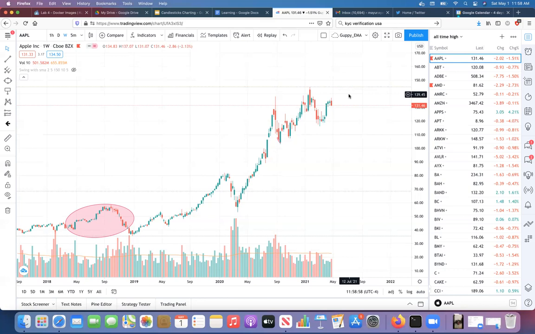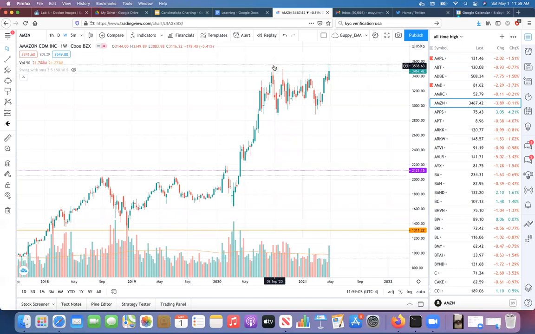Same if you go to Amazon, the same thing is happening. Again, we came here, and last time you see sellers coming in. We want that to break to go up. If it is not breaking, it will start going back down, and it can go to 2900, and it can go to 28 if the market is very bad. Touch here and go back again.